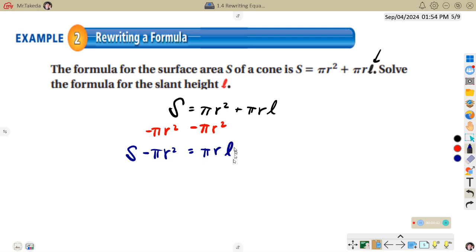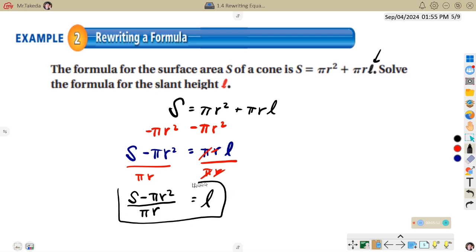This is all multiplication over here, and since this is all multiplication, I can divide out the parts I don't want. Pi and r, and the same thing over here, pi and r. So the pi's here cancel, the r's cancel, and now L is by itself. So I've isolated the L, and the other side looks like this, S minus pi r squared over pi r. And that's it. We solved for L in terms of everything else, really.